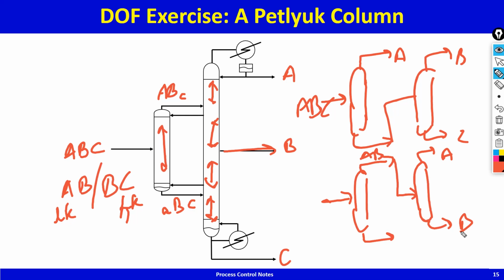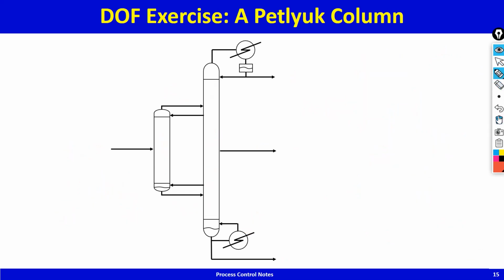The point is the Petlyuk column has inherently less irreversibility compared to the direct or the indirect sequence. So the reboiler duty of the Petlyuk column is usually significantly less than the direct sequence or the indirect sequence. So what I want you to do is, for this sequence, calculate the control degrees of freedom, the steady state degrees of freedom, and also start thinking about what kind of a control system we'll have on this.